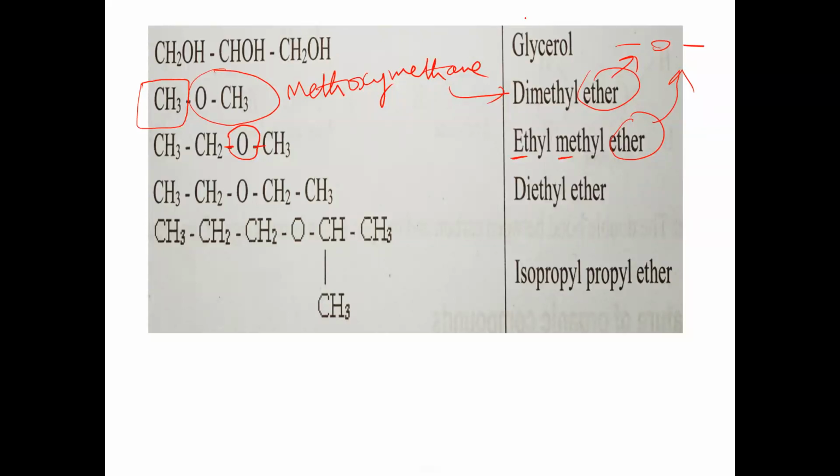All this is about common names. But the IUPAC name, how to write? Tell me now. For this, the longest chain in this molecule contains how many carbon atoms? How many carbons in the longest chain? Tell me. So here, 2 carbons are present in the longest chain, right?